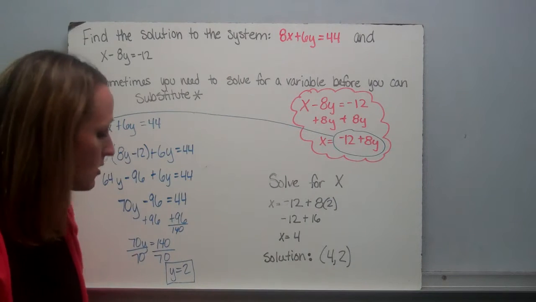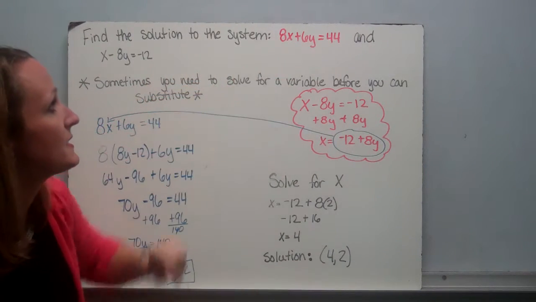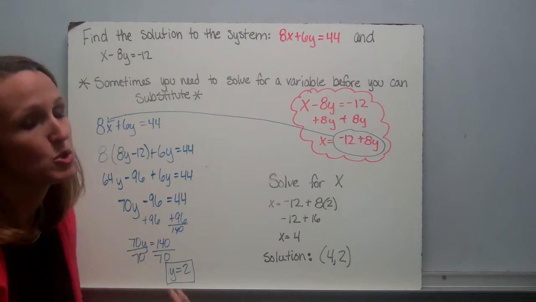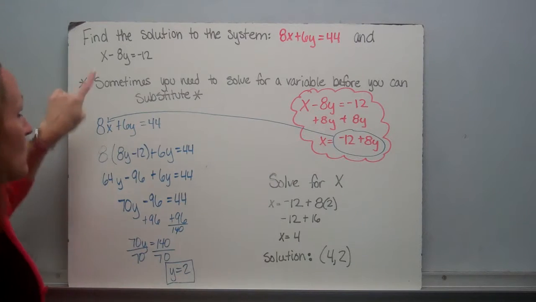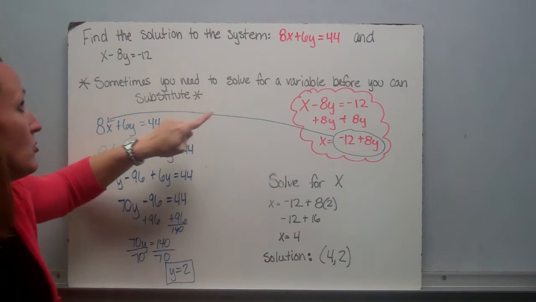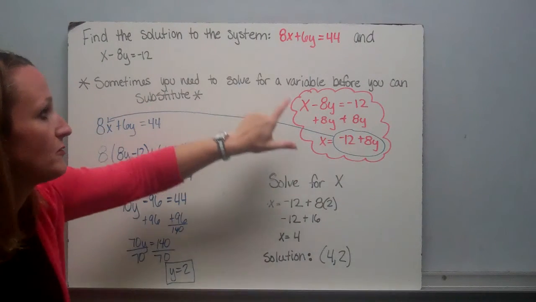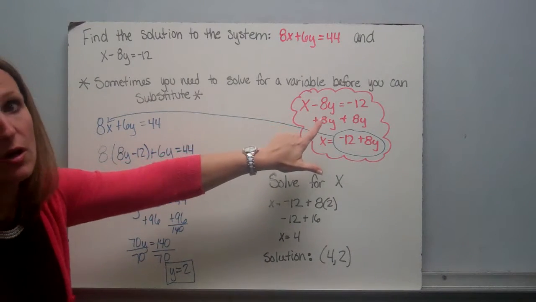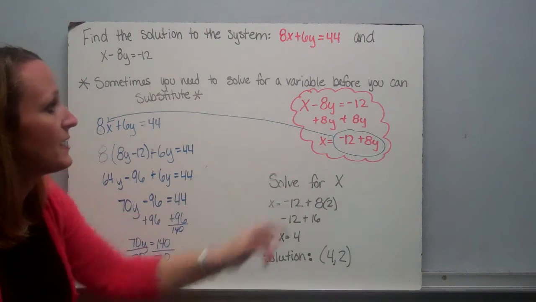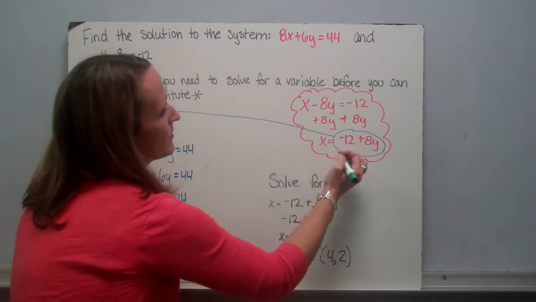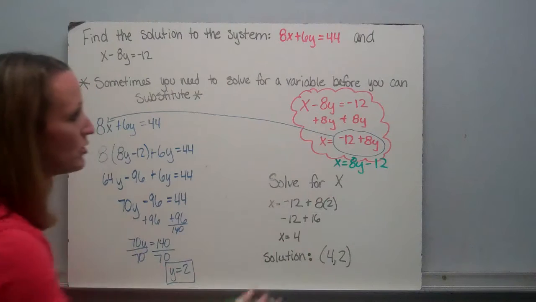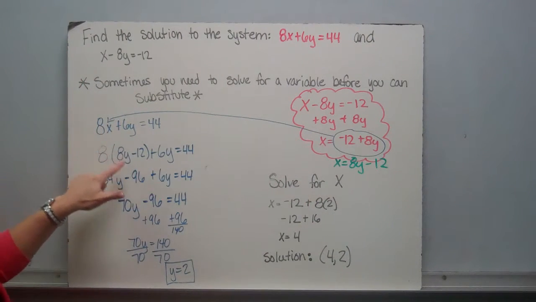Okay? So let's find the solution to the system 8x plus 6y equals 44 and x minus 8y equals negative 12. Do we have an isolated variable? Not yet. We're close right here. So in this case, we're going to have to solve for the variable before we can substitute. So if you come over here in this little red cloud, I solved for my x because that was easiest. I just added 8y to both sides and I found out that x equals negative 12 plus 8y, which is the same as 8y minus 12. But you'll notice that when I substituted in over here, that's what I put in.